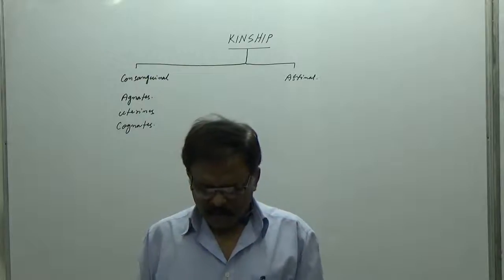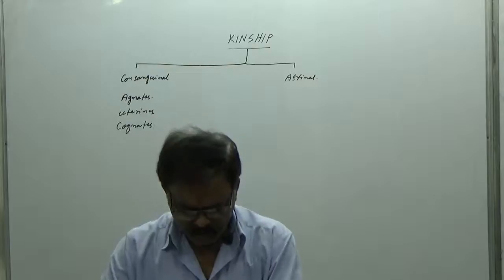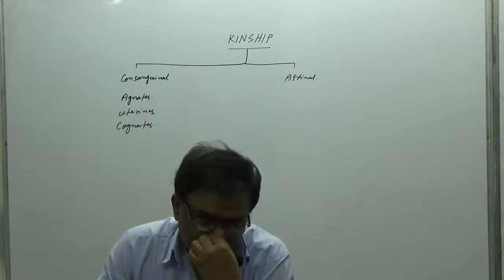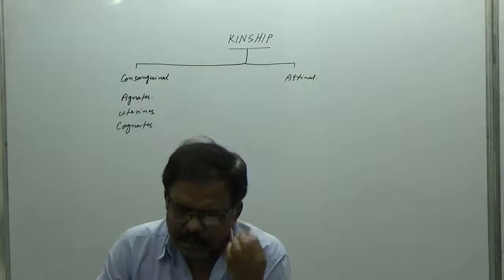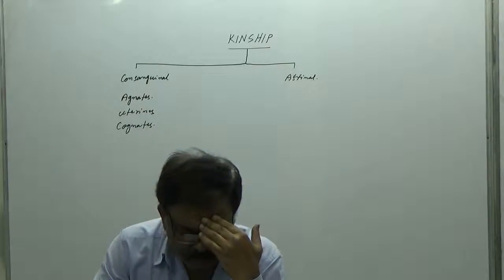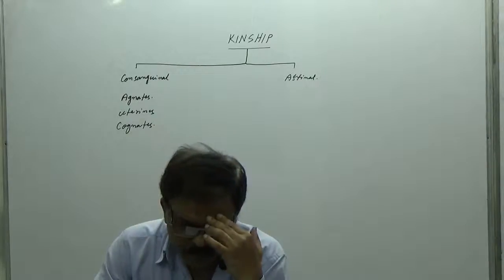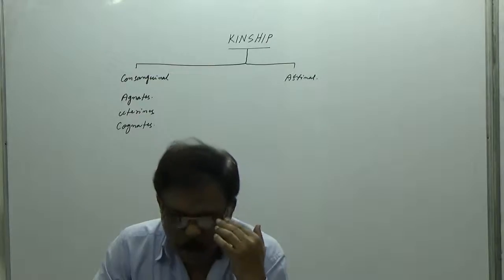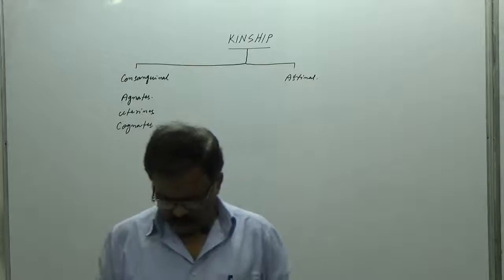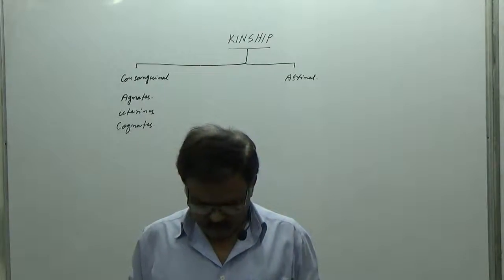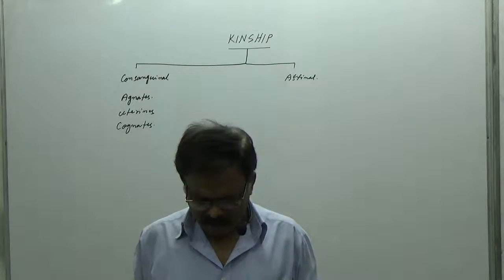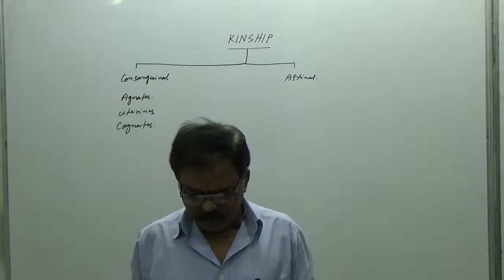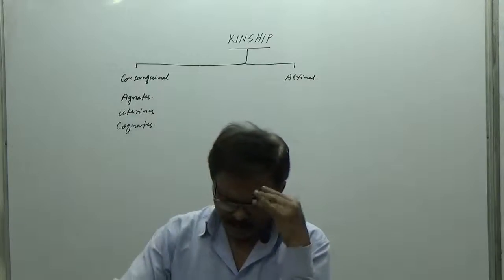Next, cognates, a combination of both matri and patri lineages. In this, individuals trace the descent from both the parents. They are also known as kindreds or kindred groups.